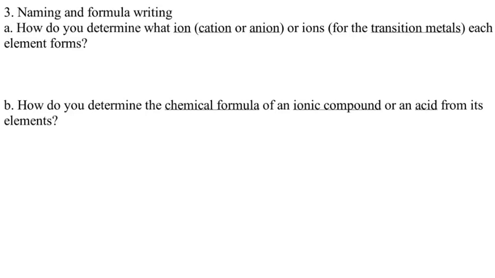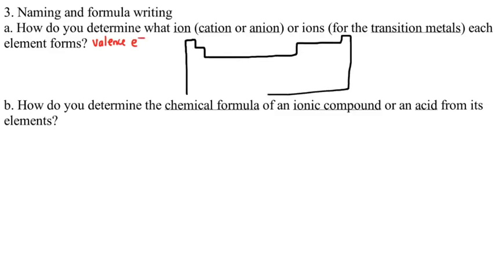I kind of already told you about it when we were doing why groups have similar properties, because they have the same number of valence electrons. So that also determines what ion will form when an element reacts. So it depends on the valence electrons. If this is kind of the outline of your periodic table, you can draw right on a periodic table if you have one, or you can print one.